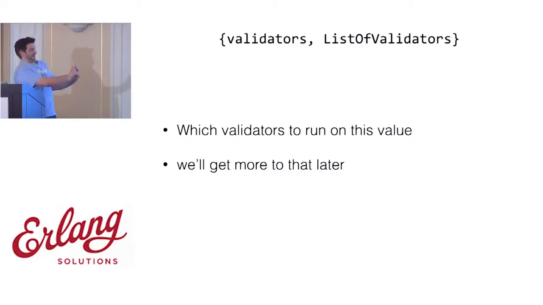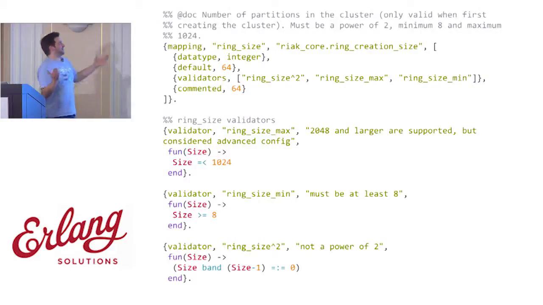So here's a new mapping element that I forgot to add a little tagline on the bottom, but this is also in mapping. It's just a list of validators for this mapping. And that later is actually now because I moved the slide around. So here it is. Ring size. It's easy. Default is 64. It's an integer. It's got 3 validators. Ring size power of 2, ring size max, ring size min.